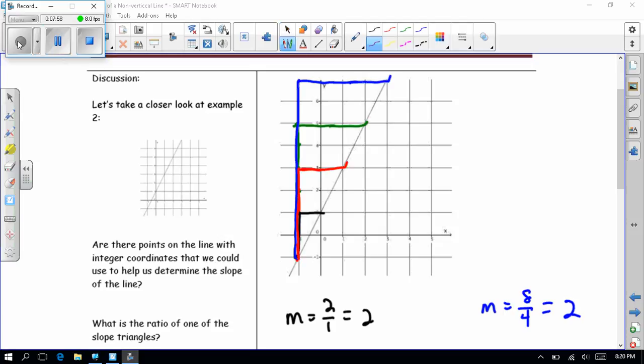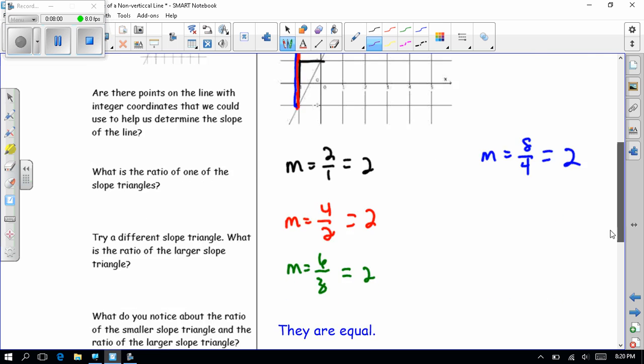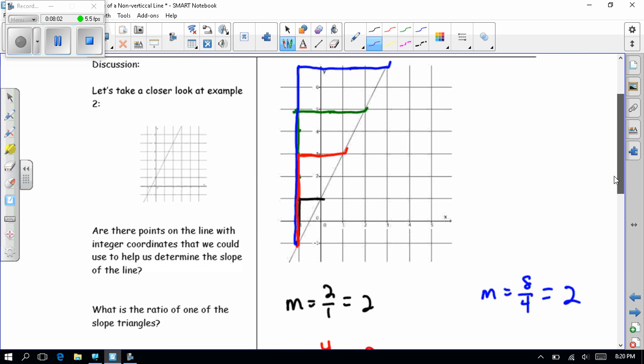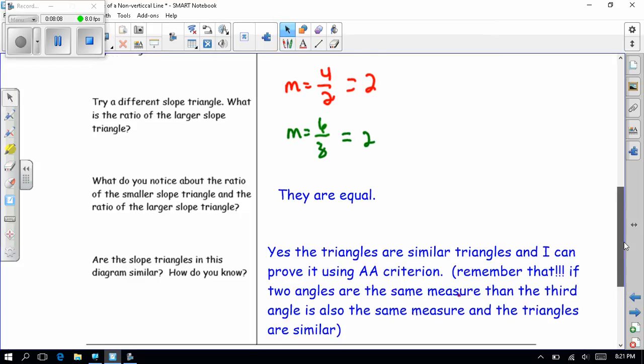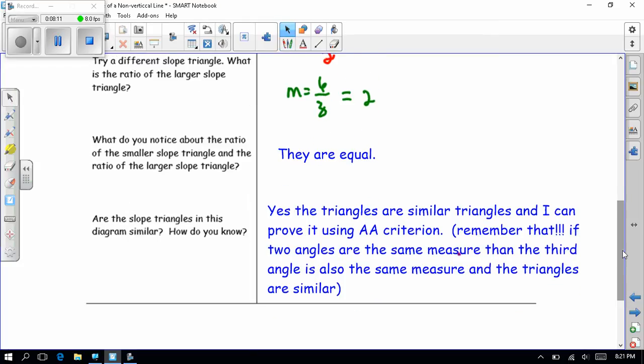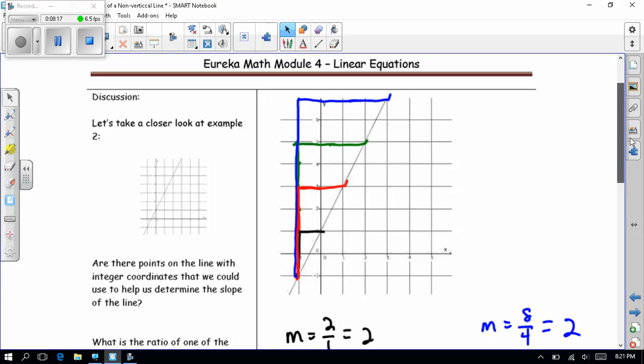Hang on a second. Okay, so if we're talking about similar triangles, we can prove that they are similar by talking about their angle criterion. Hopefully you remember that. So I'm going to say yes, the triangles are similar because I can prove it using the angle criterion. And what did that mean? That means if you've got two angles that are the same, your third angle is also going to be the same measure.